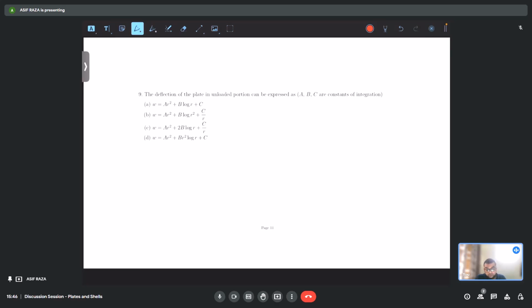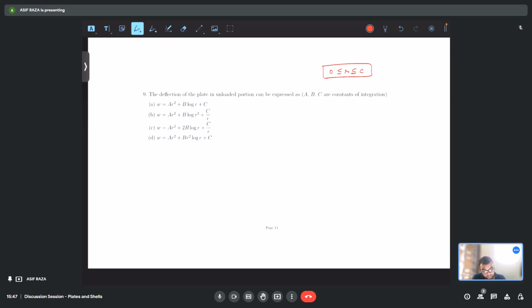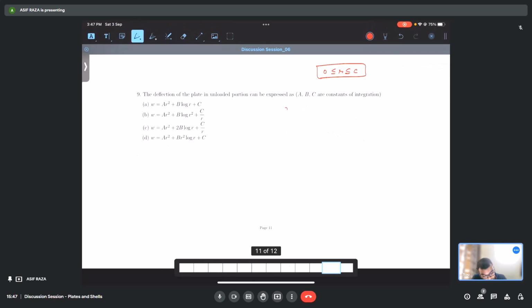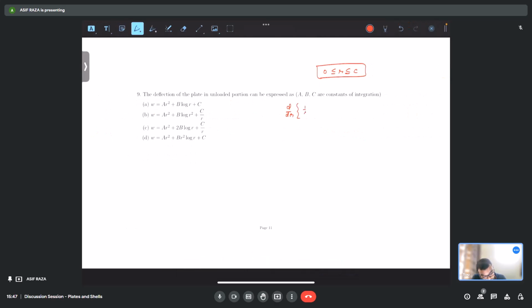Now the last question of today's session: the deflection of the plate in the unloaded portion can be expressed as. So the unloaded portion is from 0 to C. So first, here we use this relation that d by dr of r dw by dr.